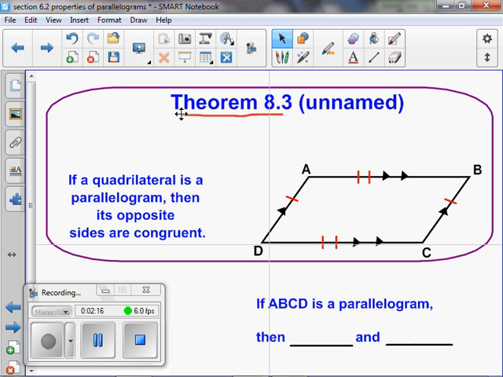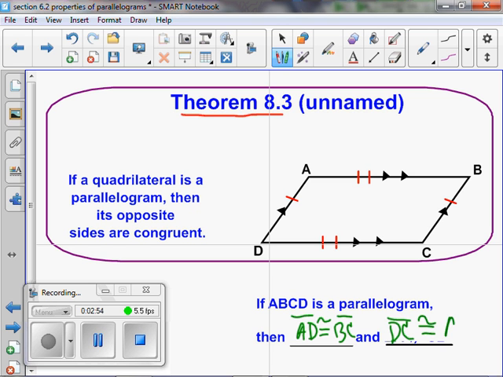So for our example here, if ABCD is a parallelogram, then we know that AB is parallel to DC. DA is parallel to CB, but that's not what I wanted to say. So I will put those back. And what I really want to have down is that AD is congruent to BC, and DC is congruent to AB. That's a pretty straightforward theorem.